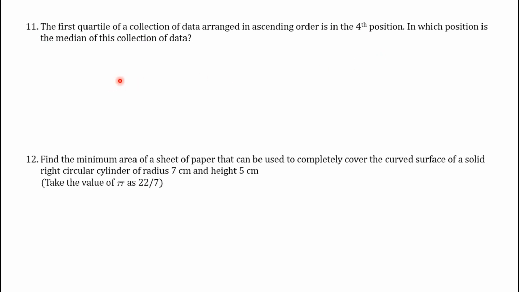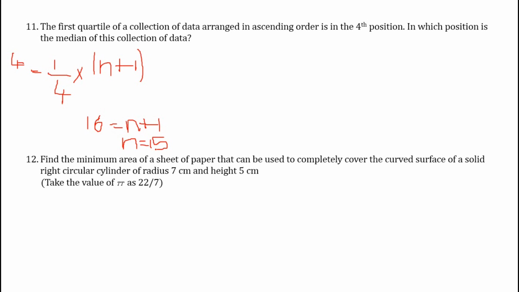So now let's implement the first quartile's equation and then let's find out in which position the median of this collection of data remains. The equation will be 1 over 4 into n plus 1. That will be equal to the fourth position. So if you simplify this, you will get 16 equals n plus 1. Therefore, n will be equal to 15. Now we have found the number of data in this collection of data using the first quartile's equation.